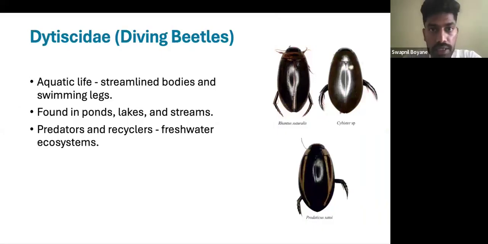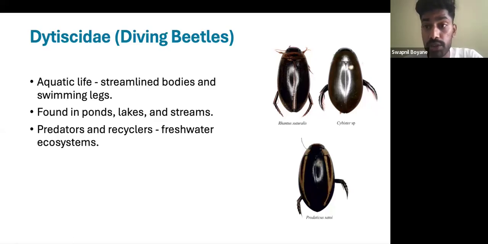Next, we have the diving beetles. These are the water beetles. These beetles have an aquatic life, and their streamlined body, which you can see in these figures, helps them swim fast. They have also adapted different kinds of legs, the swimming legs. You can see one pair of legs in this species, right?